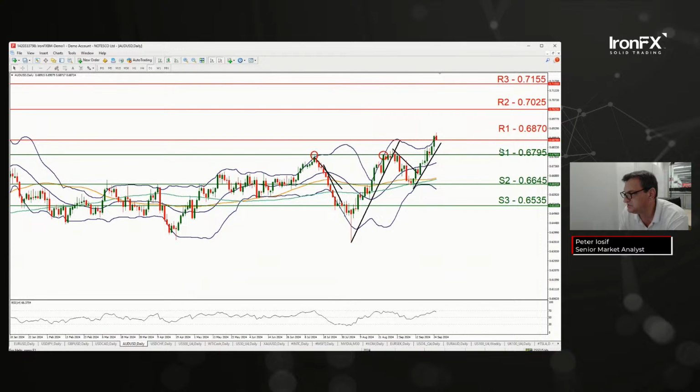Back to AUD USD. AUD USD was on the rise yesterday, continued to rise. Also a result of a weakening of the US dollar. Let's have a look at the CPI rates and the movement yesterday.